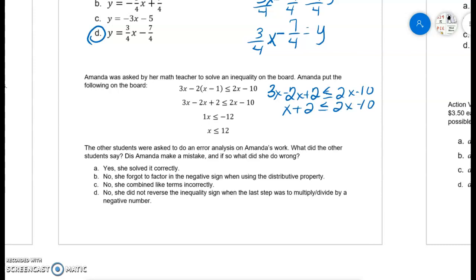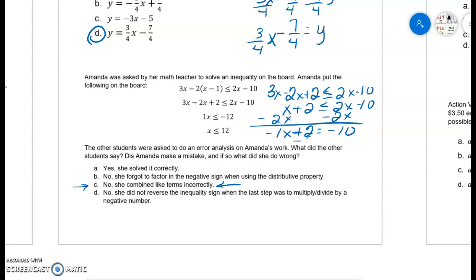So here they moved the 2x over. So negative 1x plus 2 equals a negative 10. So if you said right here she didn't combine like terms correctly, I went back and gave you credit in my book. I did that after I released the scores. So if you put C, I gave you credit.